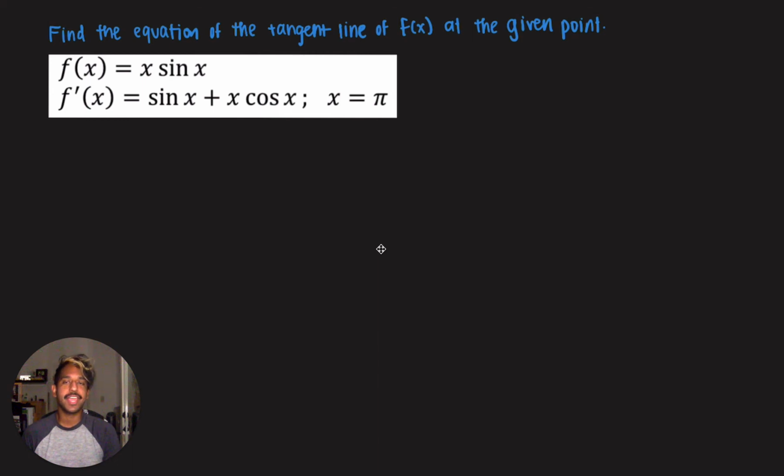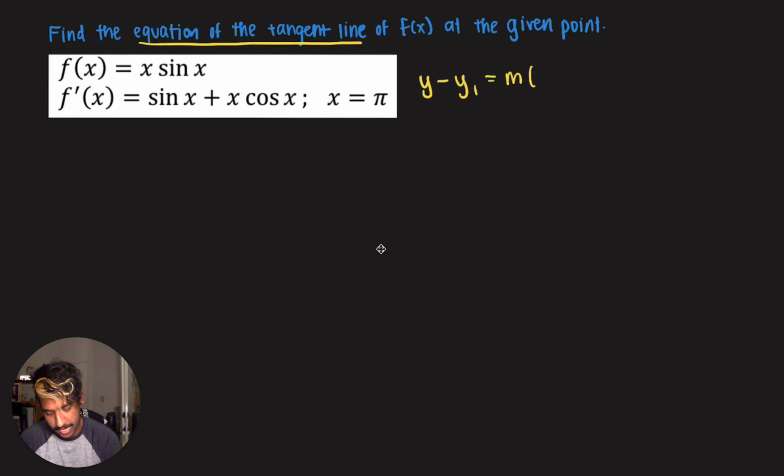This question is asking us to find the equation of the tangent line of f of x at the given point. Anytime we see something that says equation of the tangent line, the first thing we want to think is point-slope form. And so I'm going to rewrite it here. y minus y1 equals m times x minus x1.